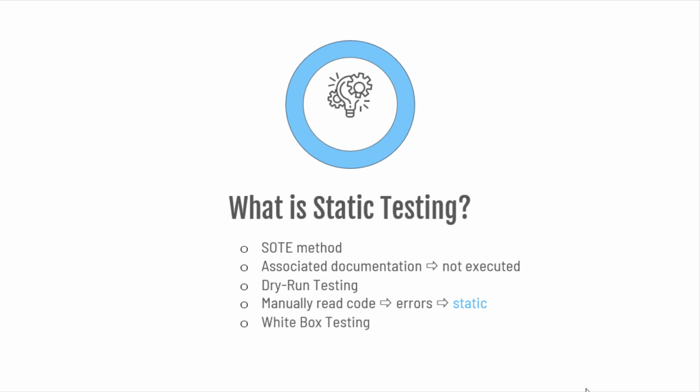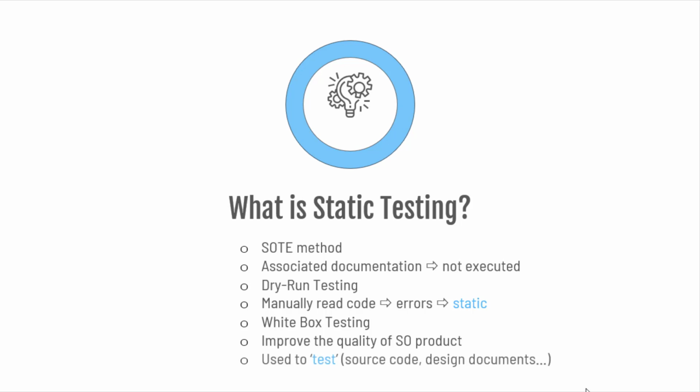Static testing is a stage of white box testing. The main objective of static testing is to improve the quality of software products by finding errors in the early stages of the development cycle. And most static testing techniques can be used on any form of document, including so-called design documents and models, functional specifications, and requirement specifications.